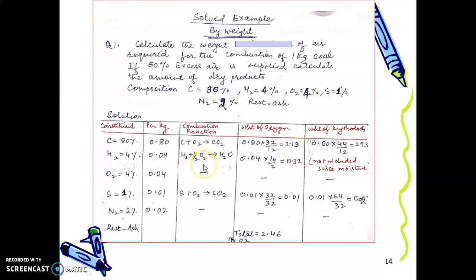Similarly, we can write down for moisture also, that means H2O. It comes out to be 0.04 into 16 by 2, that is 0.32. In the same case for sulfur, 0.01 into 32 by 32, that is 0.01. Now, look at these three values. We have added all three, and this is entirely a theoretical value, that means the theoretical total amount of oxygen is 2.46 kgs. Now, for the time being, you leave this column.